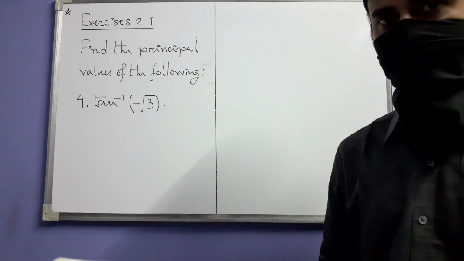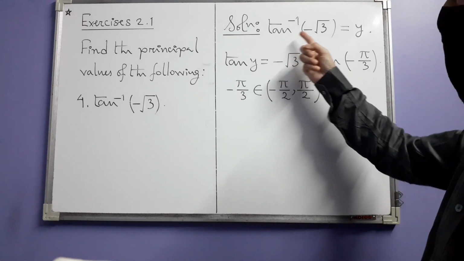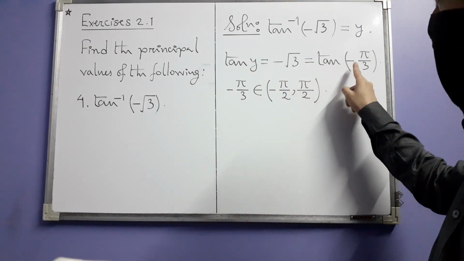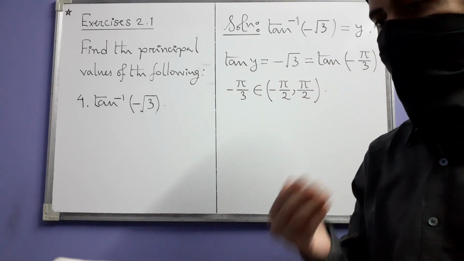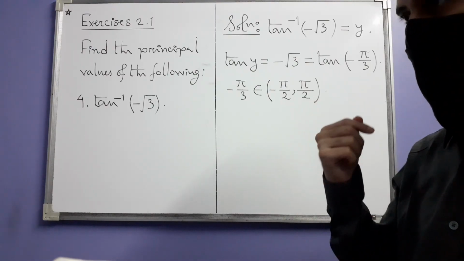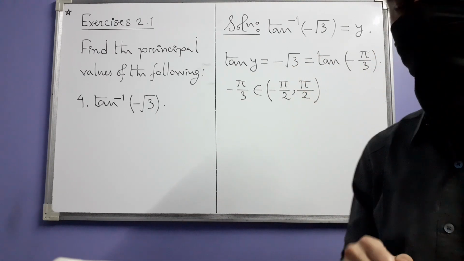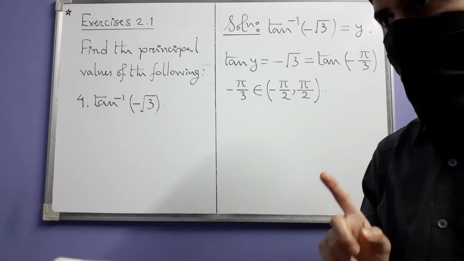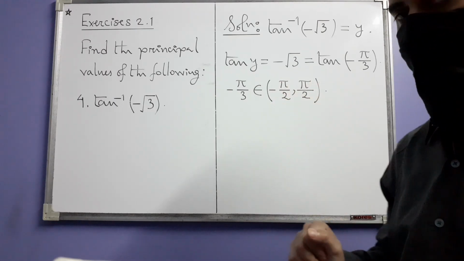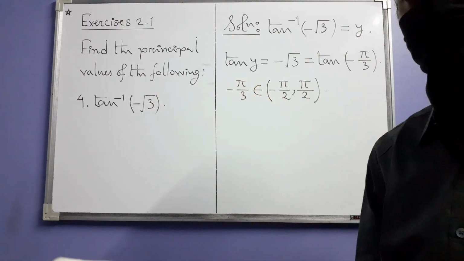Next, number 4, tan inverse of minus root 3. So again we begin the solution by assuming that this is some value y. Then tan y equals minus root 3, which is tan of minus pi divided by 3. Just like the sine function, if you have minus inside the tan function, inside means in its argument, then you can take the minus outside. And you know that tan pi over 3 is root 3, so it's pretty easy. And the range of the principal branch of tan inverse is this open interval minus pi over 2 comma pi over 2, and this value belongs to that. So this is the principal value of this.